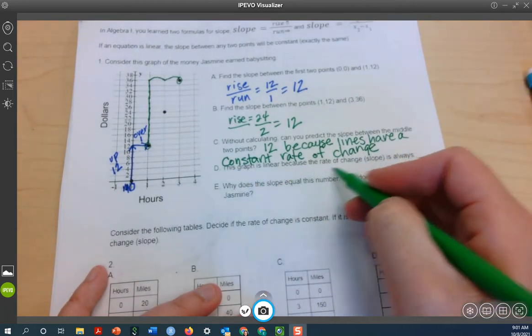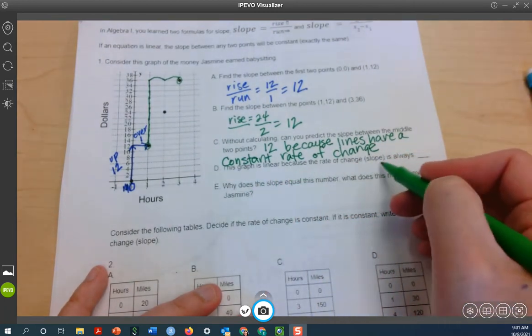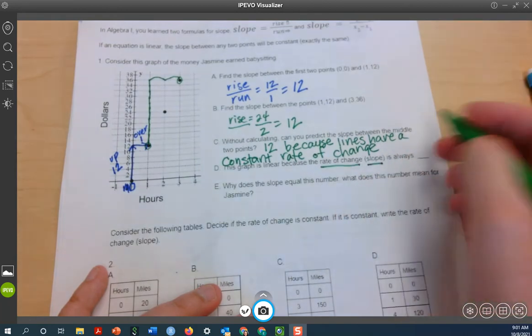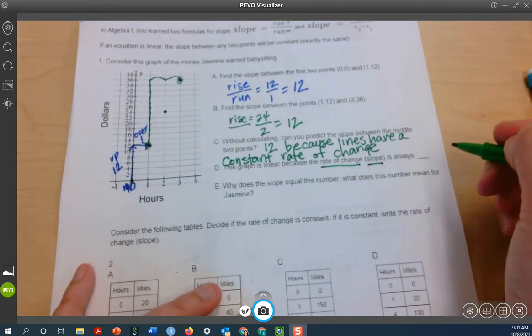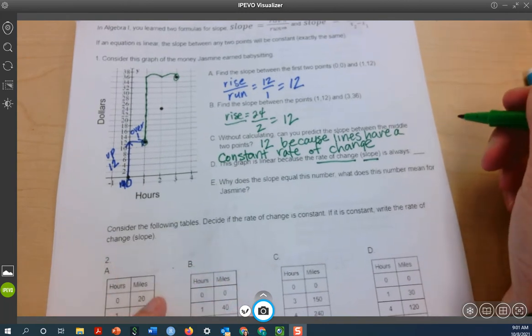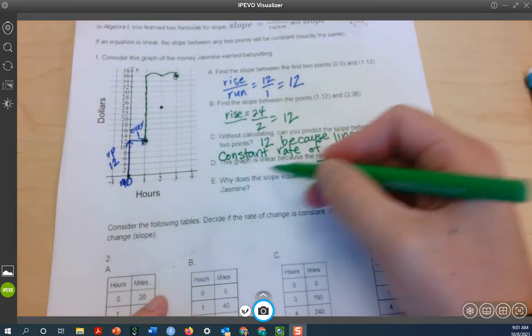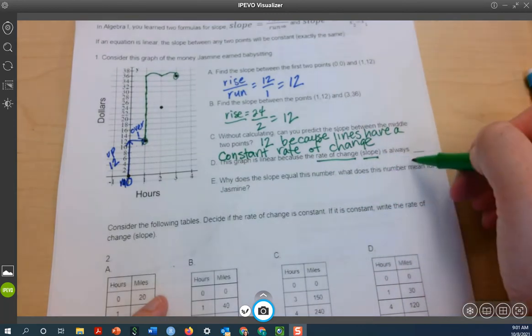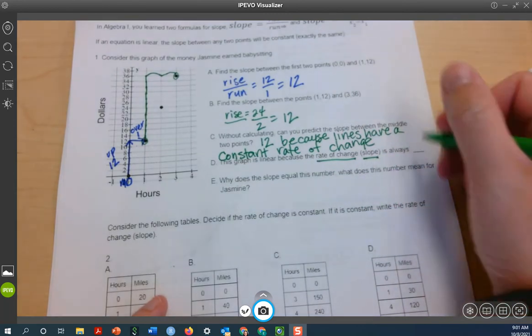This graph is linear because the rate of change, which is the slope, those are two words for the same thing, is always what number? I see a lot of you on your phone. I want you to help us out with this. The graph is linear because the rate of change is always what number? 12, right?